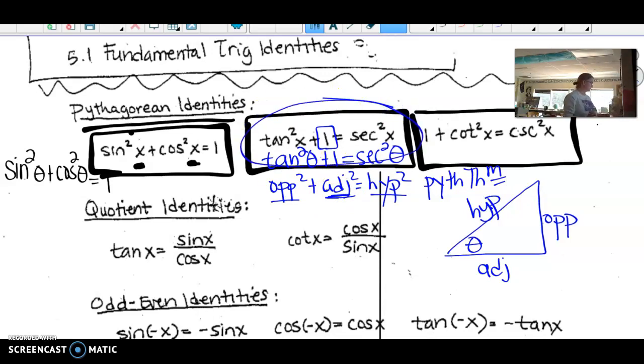Okay, I'm going to stop this video here. This is going to be part 1 of 5.1, and in part 2 we will move on to applying some of these identities and also looking at the cofunction identities.